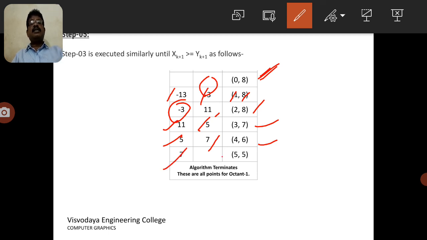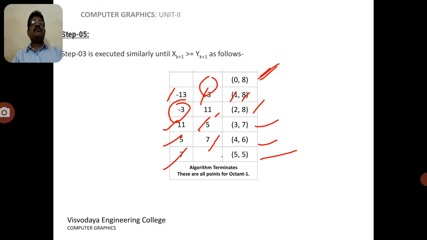And we will take the 7. So the next coordinate values are 5, 5. We already discussed the x plot is equal to the y plot. So whatever the new index parameter we find, that is the plot value, which equals 5, 5, then we can stop the procedure. So up to that, we can find some of the octant coordinates.